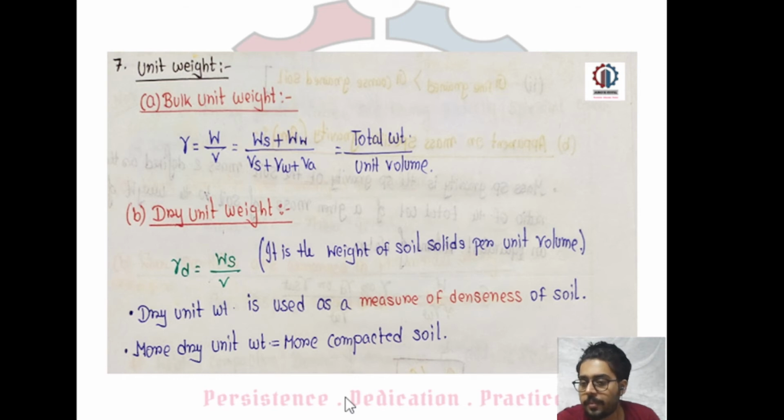Why is it represented like this? Because when gamma D increases, the water content, that means the water present in the soil, will reduce. If we compact the soil with the help of a hammer, then the water will be removed from the soil. So the dry unit weight also increases. So dry unit weight represents the compactness of the soil. More dry unit weight means more compacted soil.